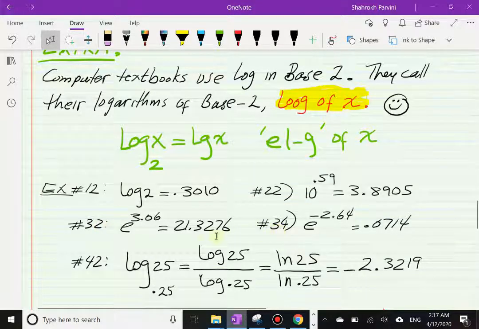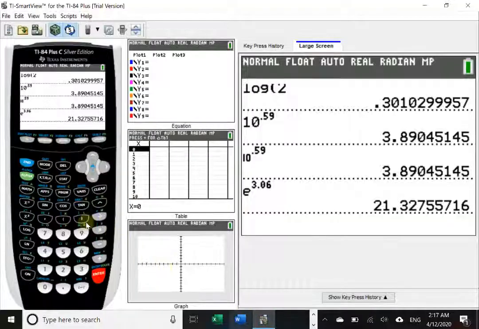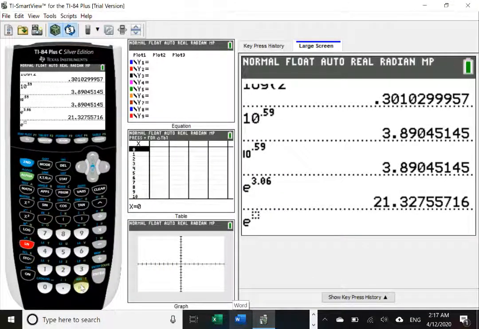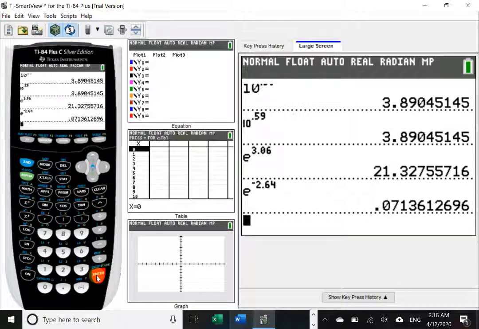Let's do number 34. Number 34 is kind of like 32, except it has a negative exponent. I just want to show you how a negative exponent is done in the TI, if that's what you use. e to negative 2.64. So we have e to negative 2.64 and enter. And that's e to negative 2.64.